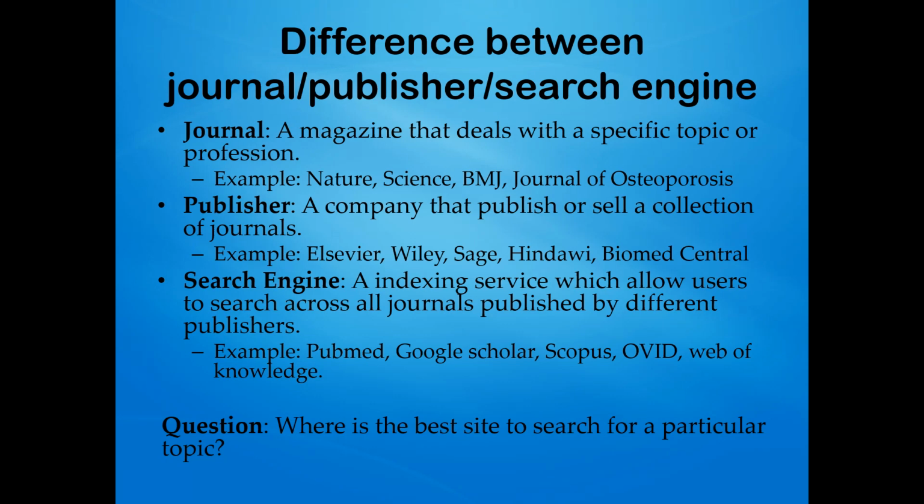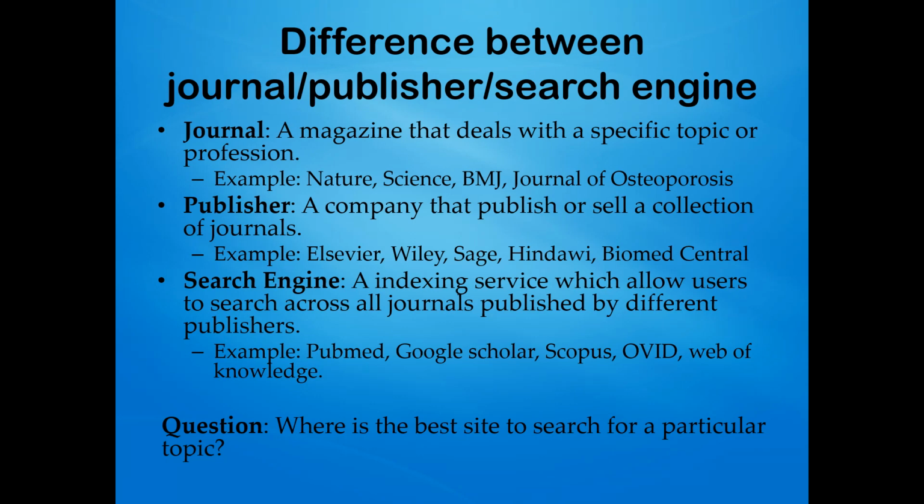A publisher, on the other hand, is a company that publishes and sells collections of journals. For example, Elsevier, Wiley, Sage, Hindawi, BioMed Central, and there are a lot more. These are companies that publish a variety of journals. A search engine is an indexing service which allows users to search across all journals published by different publishers. For example, PubMed, Google Scholar, Scopus, Ovid, Web of Science and Web of Knowledge. These are like a Google for scientists, but they only deal with scientific articles.